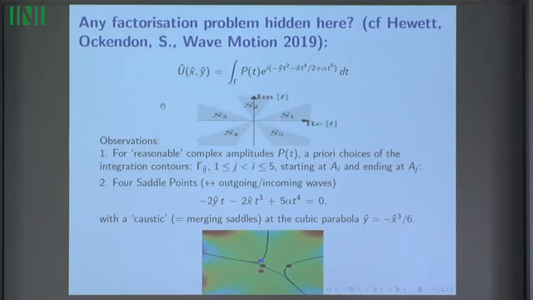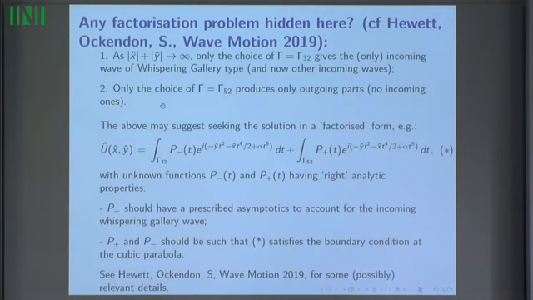There are about 4 saddles, right? And then you can see all this saddle transformation and coalescence of saddles into this caustic type effects near the cubic parabola precisely. It appears that out of all those, there is only one combination, one contour, which is consistent with incoming whispering gallery mode and nothing else, right? And there is only one other which is consistent with no incoming components whatsoever, only outgoing components, right?